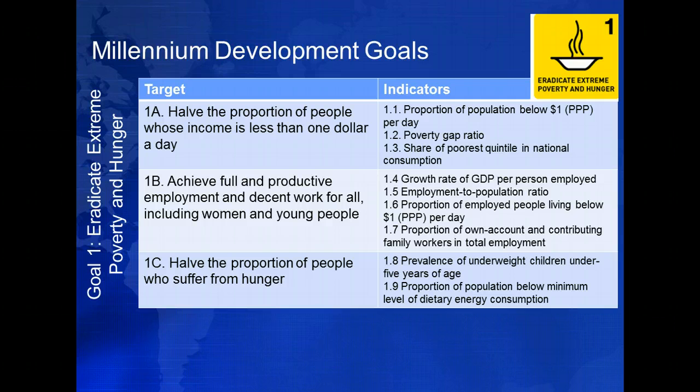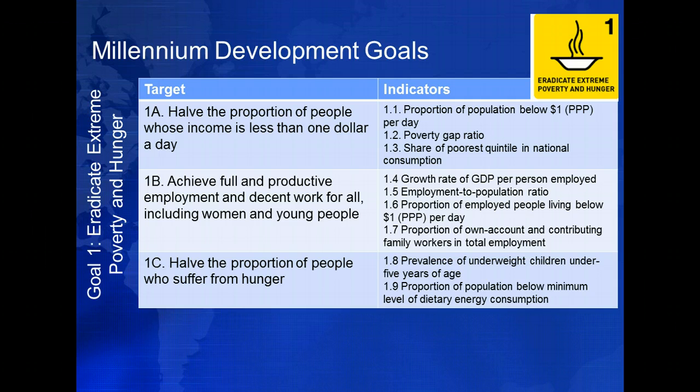Goal number 1 is to eradicate extreme poverty and hunger. We usually understand extreme poverty as people living on less than $1 a day. As a result, for Goal 1, 3 targets are specified: halving the proportion of people living on less than $1 a day, achieving full and productive employment and decent work for all, and halving the proportion of people who suffer from hunger. Note that for each of these targets, specific indicators are proposed to evaluate progress towards that target, and more broadly, towards the overall goal.